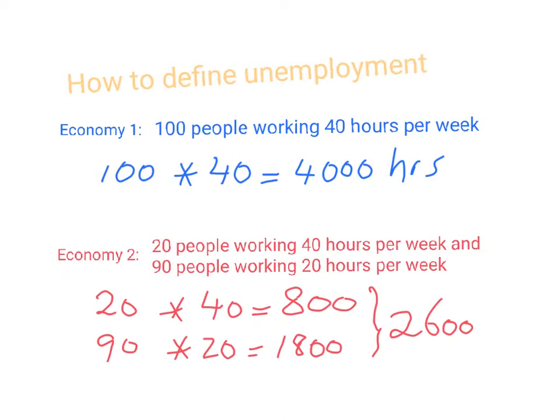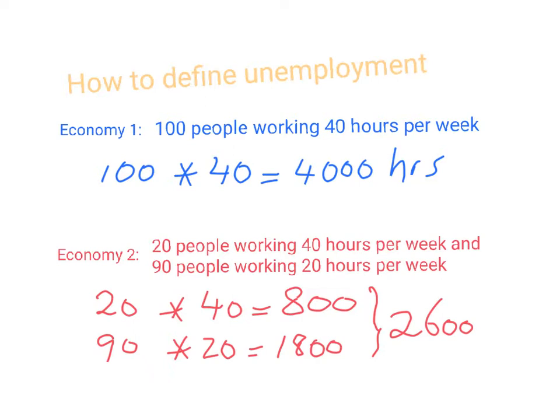But if you look at the total number of hours that are being worked in this economy, in other words, if you look at how productive people are, then what you would do is you multiply the total number of hours that people work in this economy. And in economy number 1, you can see that it's 100 times 40, or 4,000 hours. So people are productive 4,000 hours. In economy 2, there are 20 people working 40 hours, so that's 800 hours, 20 times 40. And there are 90 people working 20 hours, so that's 90 times 20 is 1,800 hours. So if you add up the number of hours that are being worked in economy 2, it's 2,600 hours.